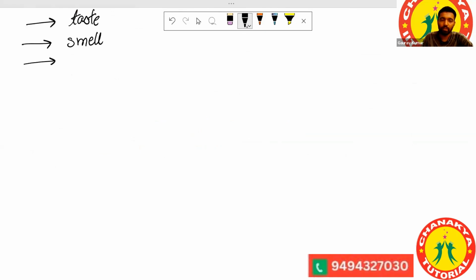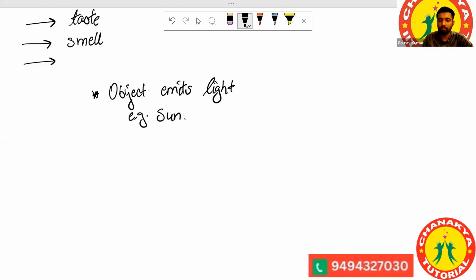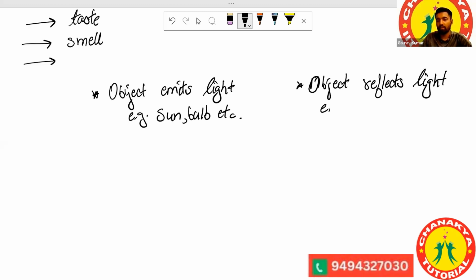There are two types. Either an object emits light, like the sun or a bulb. So either that object emits light, or that object reflects light. How can we explain this second statement?